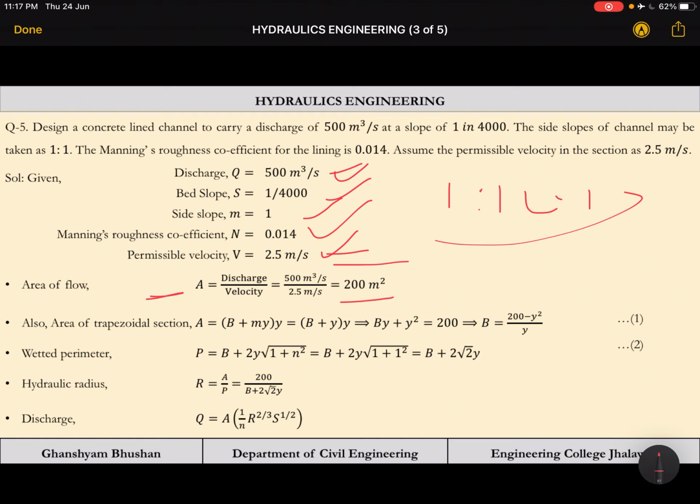Now this area can be calculated by the area of the trapezoidal section, which is (b plus my) into y, and m is 1, so (b plus y) into y, by plus y square is equal to 200. So b is coming out to be, in terms of area, 200 minus y square by y, because A is 200. Now wetted perimeter is b plus 2y root over 1 plus m square. M is given as 1, so the perimeter P is b plus 2 root 2 y.